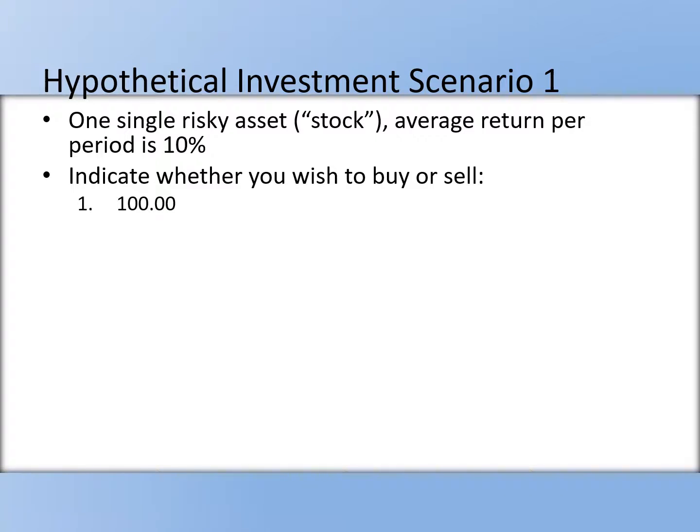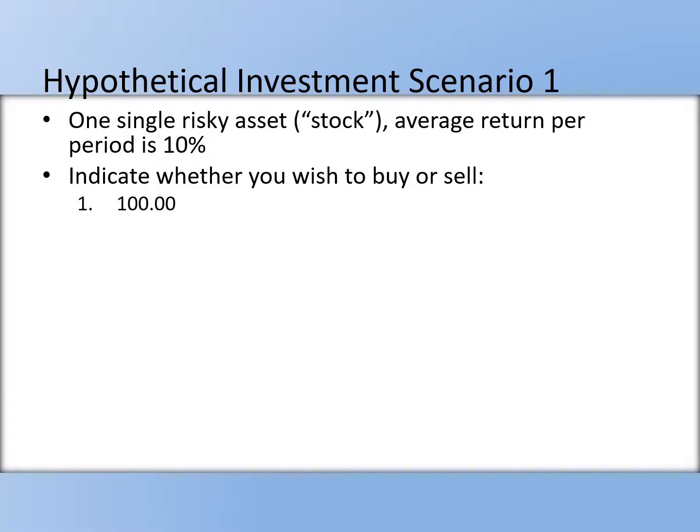What I want you to do is just to write it down somewhere: how much you would want to buy or sell a particular asset. Now, in the first scenario, we only have one risky asset, with the average return being 10% per period, right? So it's risky, so it might go up or down, but on average, it's 10%. So on average, you do gain, right?